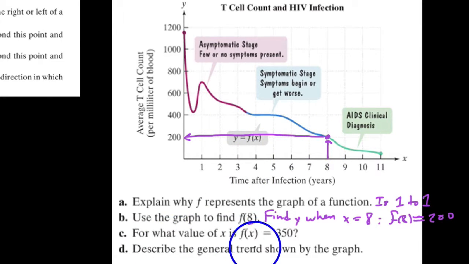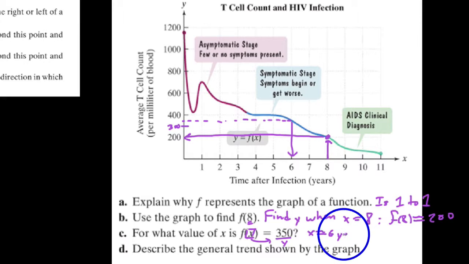And then it says for what value of x is f of x equal to 350. Now the interesting thing here is that we're given a y value and we're asked to find then what is the input. So 350, if you look at our graph here, we could essentially say, well, here's 300 right here. 350 would be kind of halfway between here and 400. So if I trace this out over on my grid, what I'm going to do is try to get my best guess, best estimate. And what I could say is x would be approximately equal to 6 years.